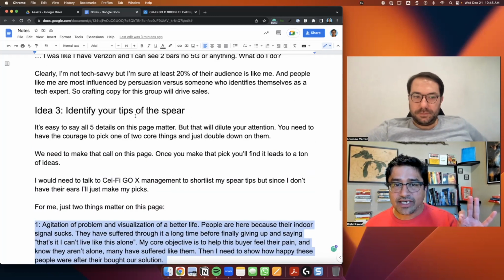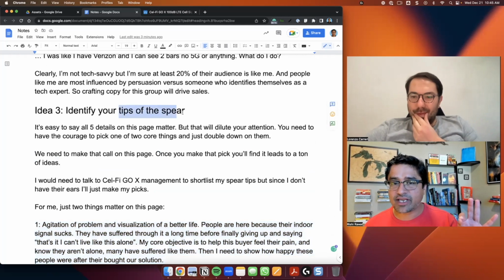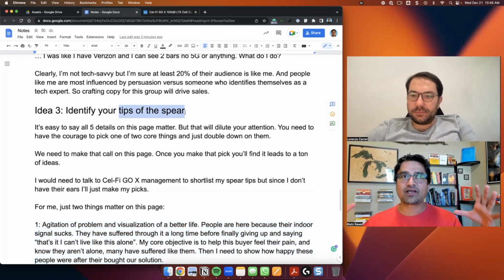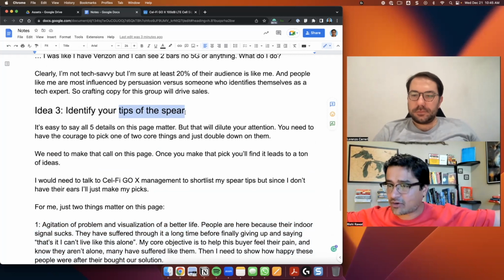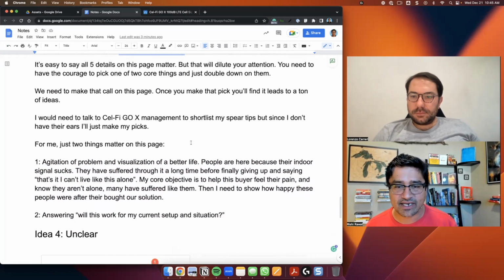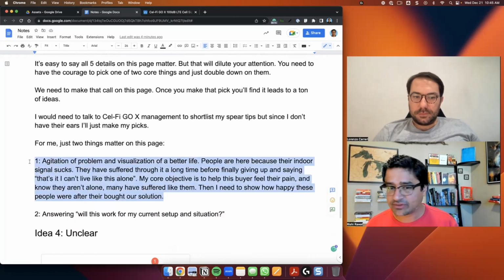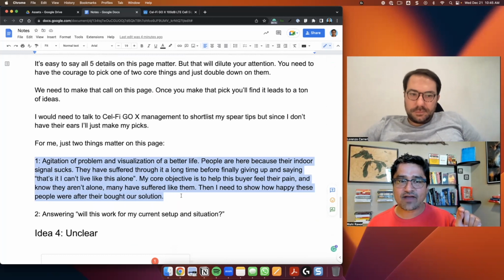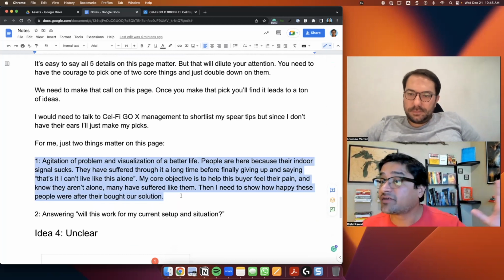You really need to identify the tips of your spear. When Apple figured out their core selling angle of 1,000 songs in your pocket, you can build a whole $1 billion company around that idea. So I think it's very important to figure that out. And I know instinctively that this is the selling angle. But my point is that I can think of 100 different campaigns around this.